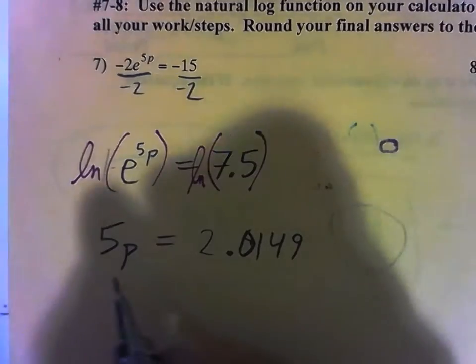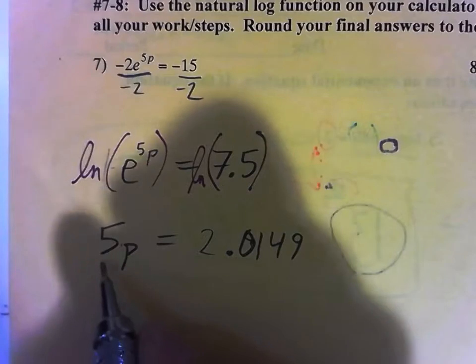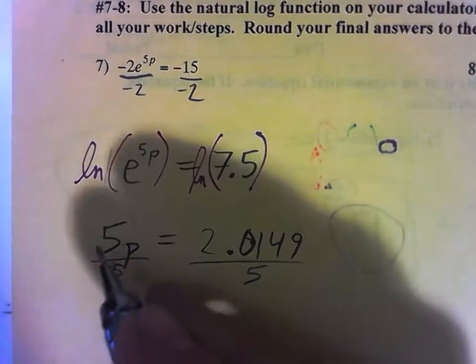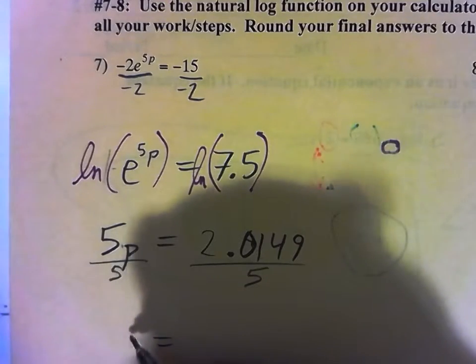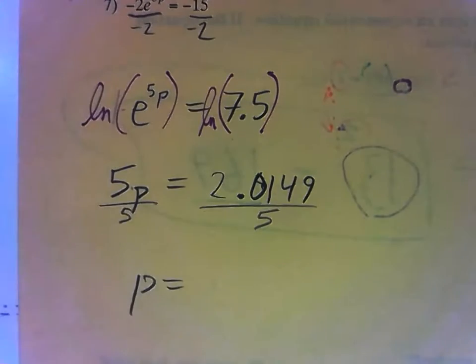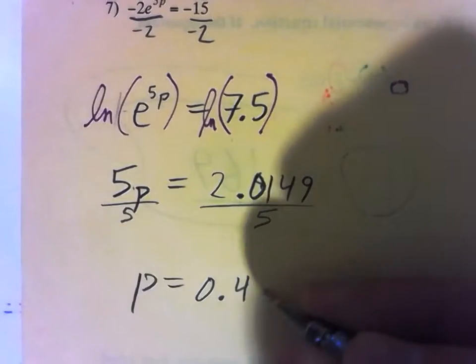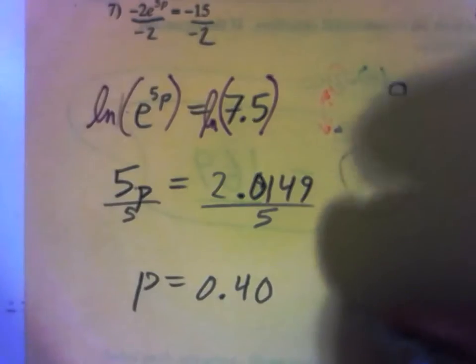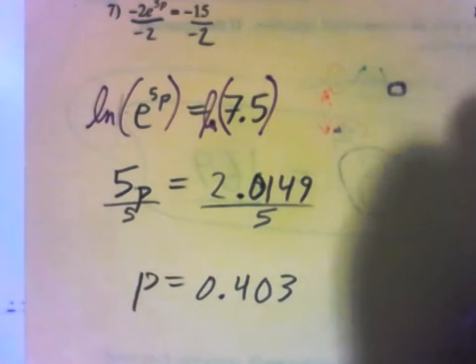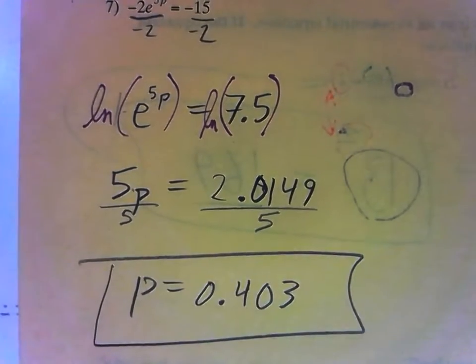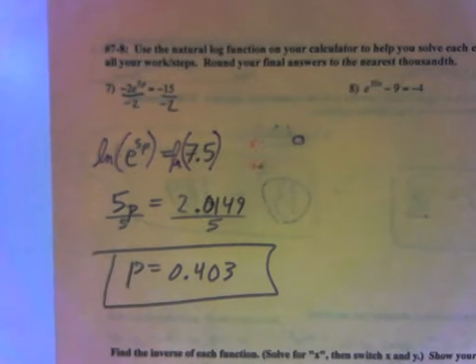Okay, to get p, that's 5 times p. To get rid of multiply, divide by 5. 5 divided by 5 is 1, so it's 1p. I'll just write p here. And use your calculator again here. Divide by 5. Get 0.40298, which I will round up to 0.403.